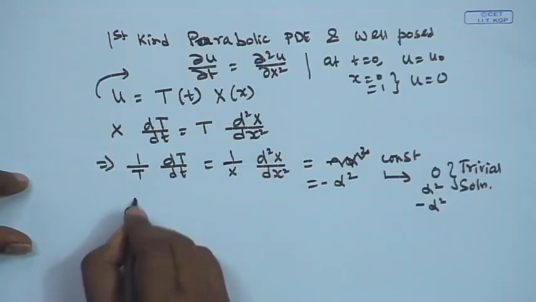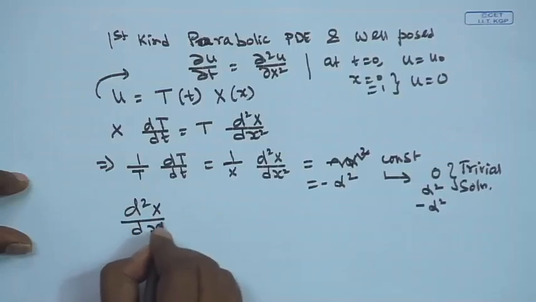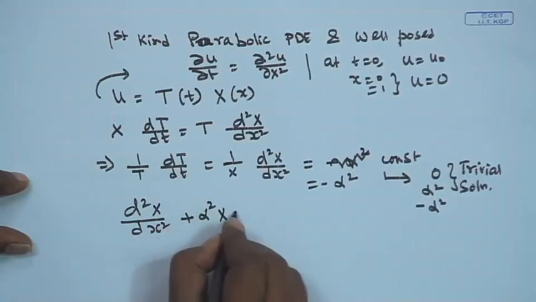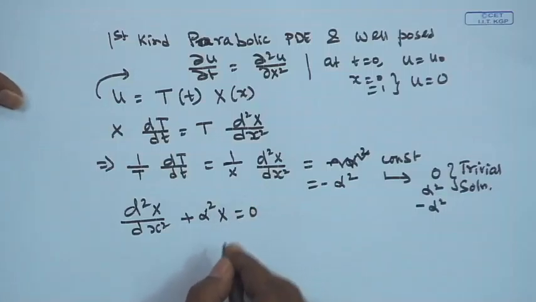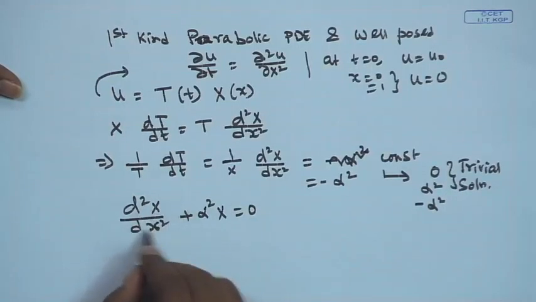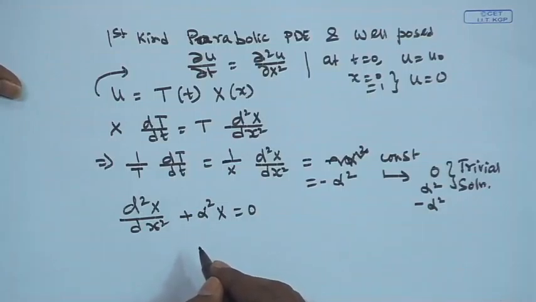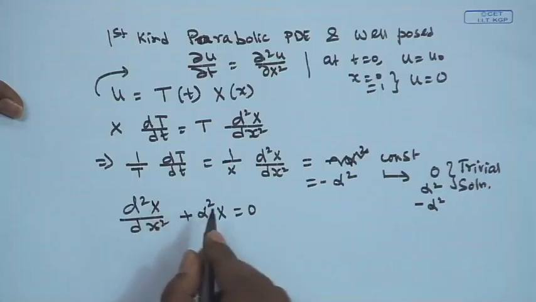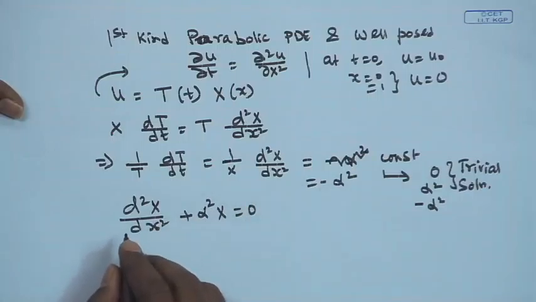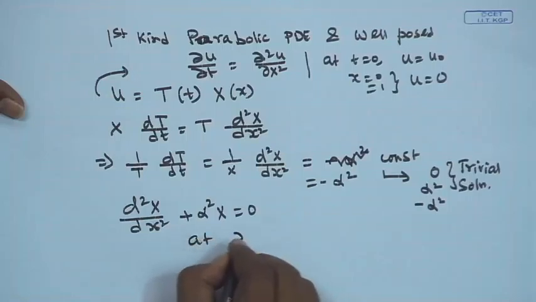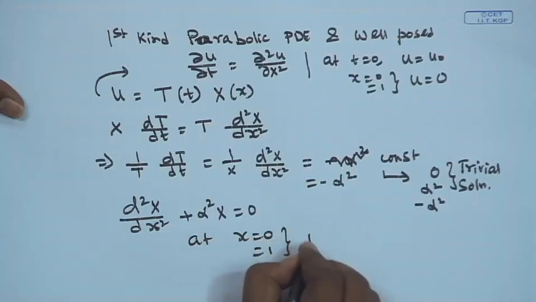So, d square X dx square plus alpha square X should be equal to 0, subject to boundary conditions. This equation is an ordinary differential equation requiring two boundary conditions to be solved. The boundary conditions of X will be the boundary conditions of the original problem, satisfying the same boundary conditions of the sub problem X. That means, at x is equal to 0 and at x is equal to 1, capital X is equal to 0.